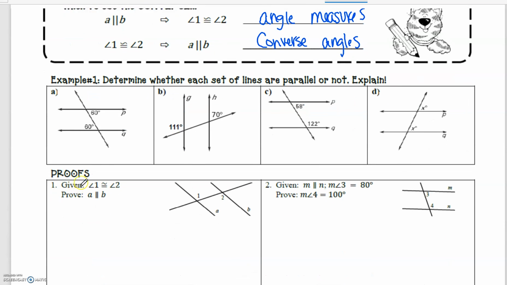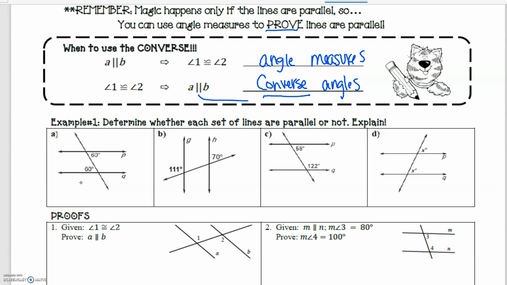Okay, so what proves parallel? Converse. So say that to yourself 3 times. What proves parallel? Converse.